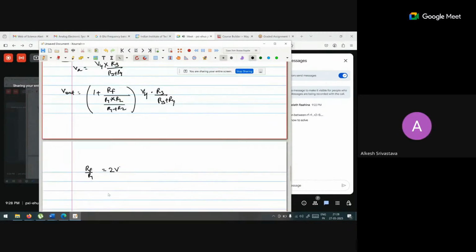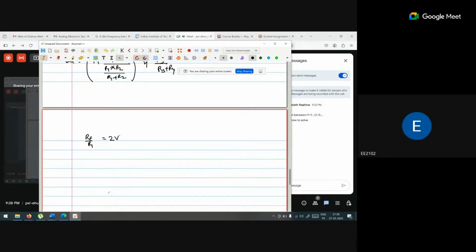Yes, sir. I did the same thing, sir. Yeah, I did the same thing, but I was stuck. RF by R1 is equal to 3 volts. Okay, so RF is 2 times R1, and that is also 3 times R2. Okay, this is the one relation we are getting.